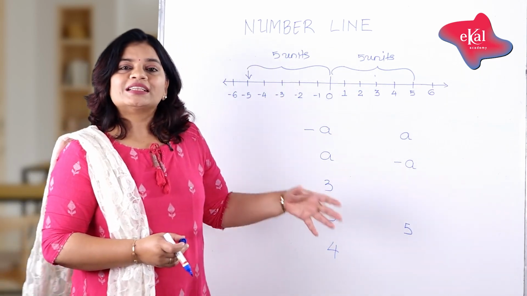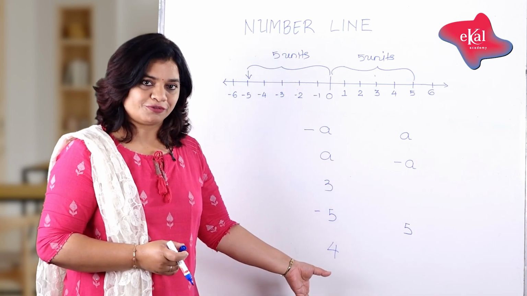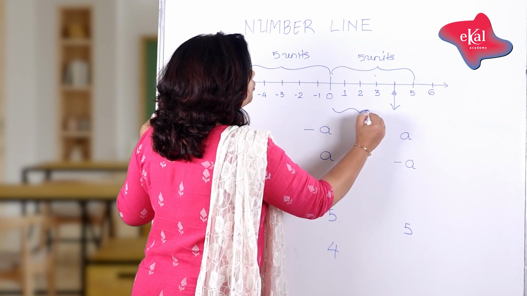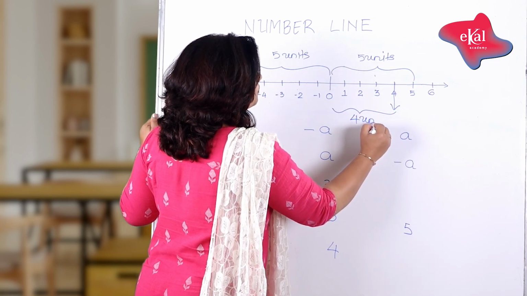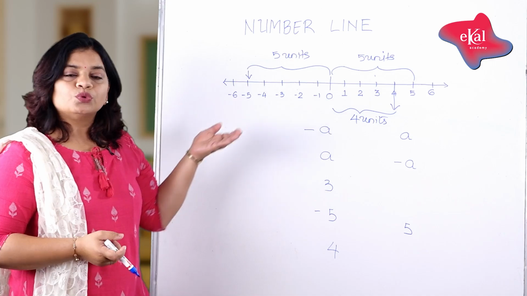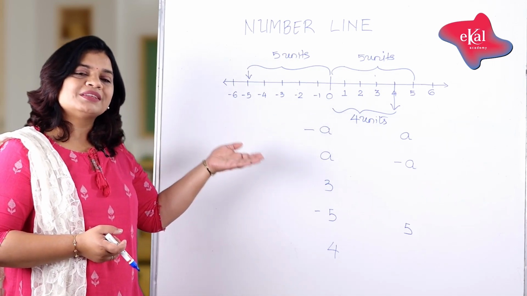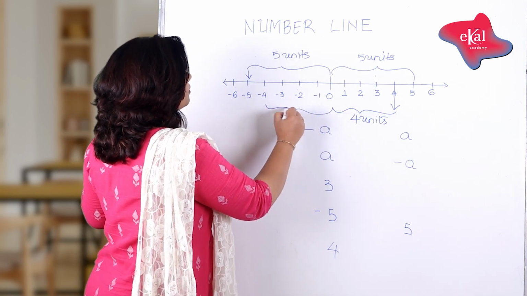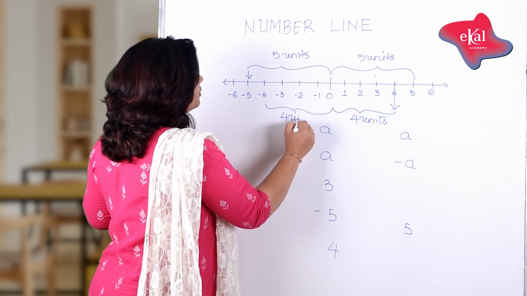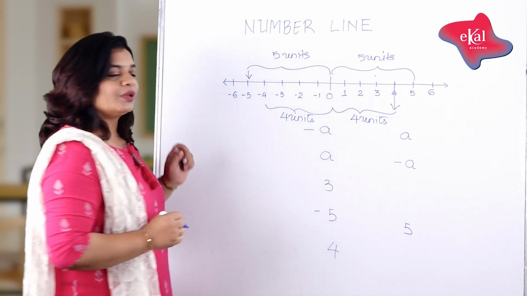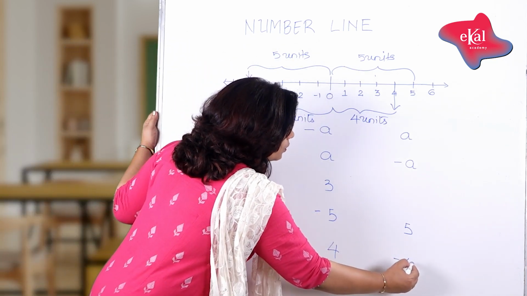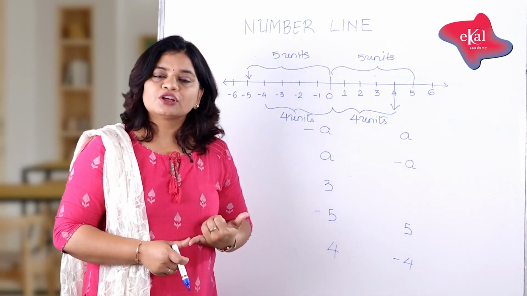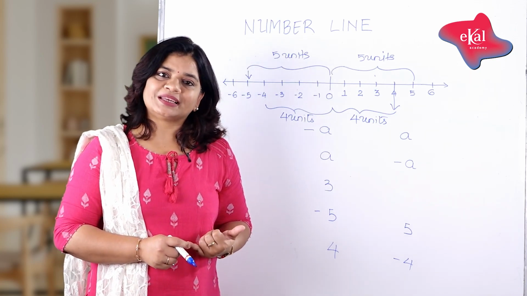If you are asked about the additive inverse of 4, that is the positive 4, we will first of all locate it. This is positive 4. It is 4 units from 0. So its additive inverse or its opposite number will be at the same distance from 0 on the left side. So if you go on the left side, what do you get? You get another 4 units. At 4 units from 0, you get minus 4. So minus 4 will become the additive inverse of 4. This way, you can find the additive inverse or the opposite of any number on a number line.